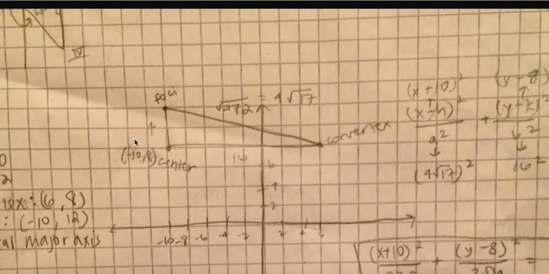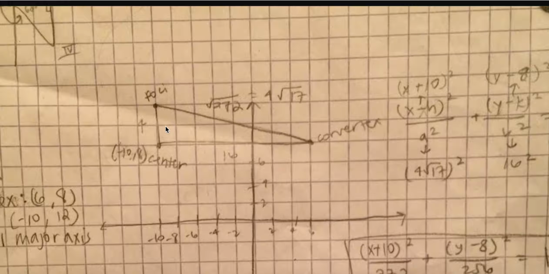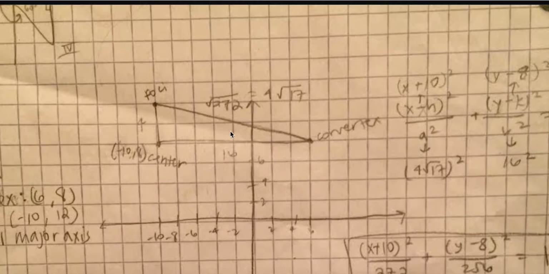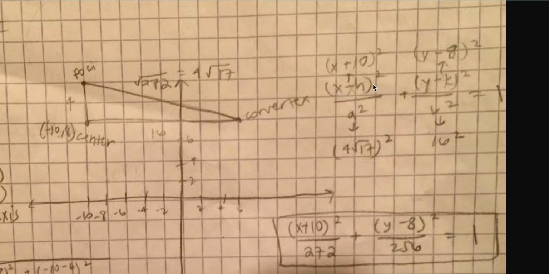And this point is very important for your equation of an ellipse, along with your hypotenuse and other points. So then I went ahead and started my equation, which is (x minus h) squared over a squared plus (y minus k) squared over b squared equals 1.